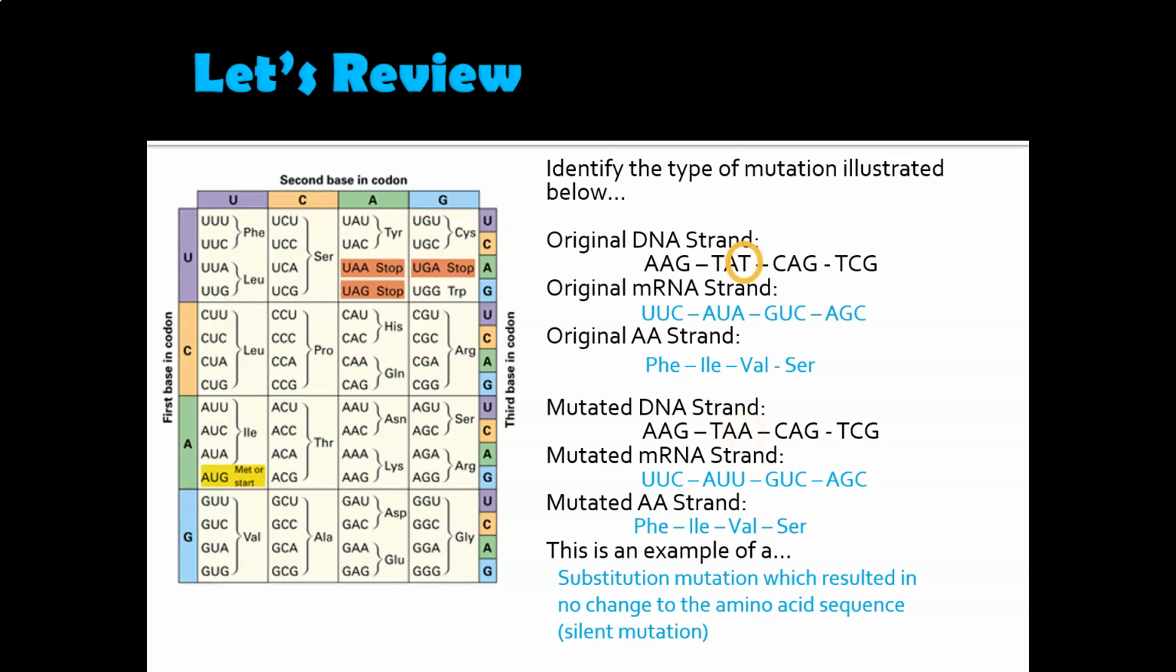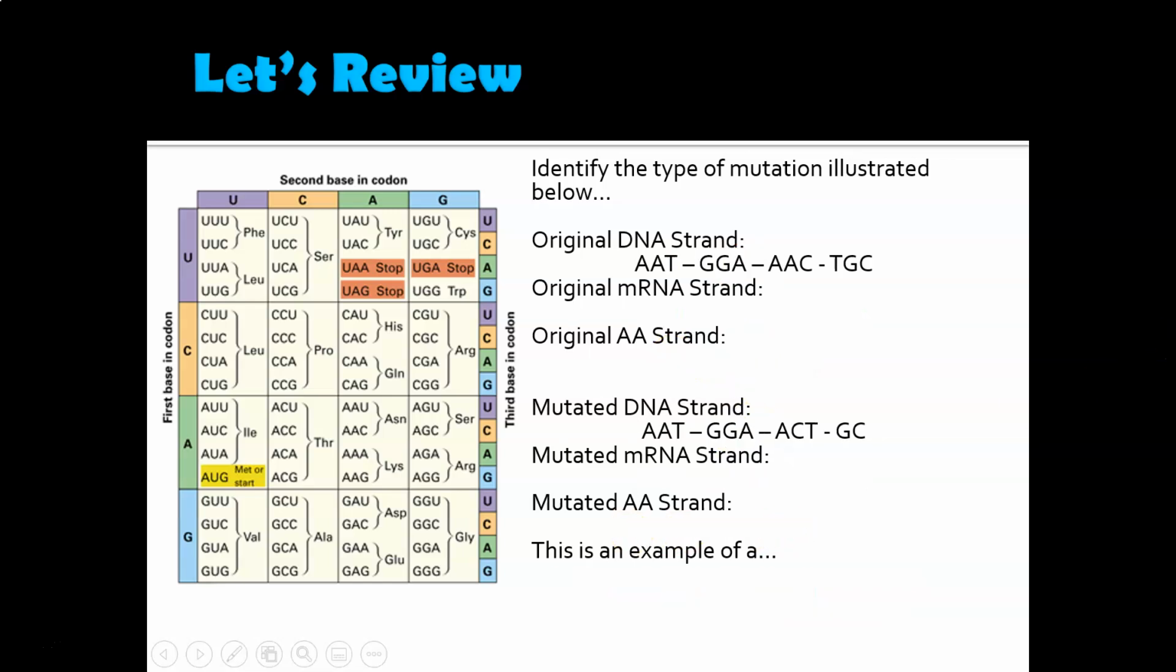And this one happens to be yet another substitution mutation. I ended up swapping that T for an A, but take a look, it's now occurring in that third base of the codon, and so as a result, if I look, I haven't changed the amino acid strand. And so this one ends up being an example of a silent mutation. Here's another example. So take a second again, pause the video, try this one out yourself, see if you can get the correct answer, and then come back and check your answers.